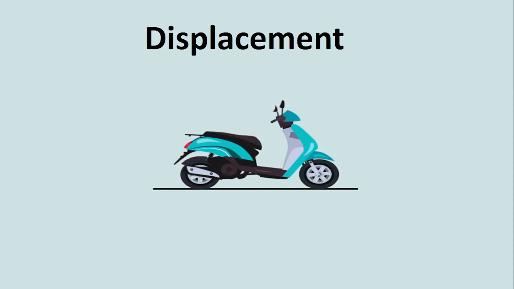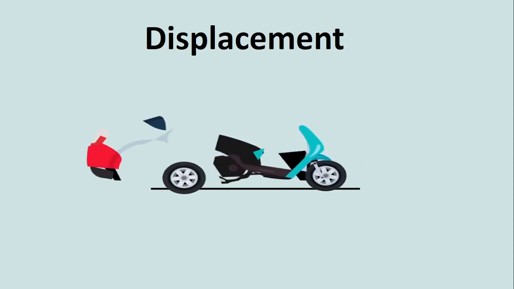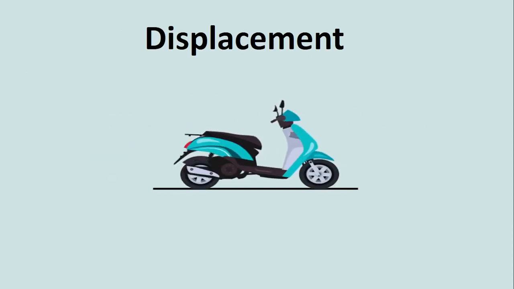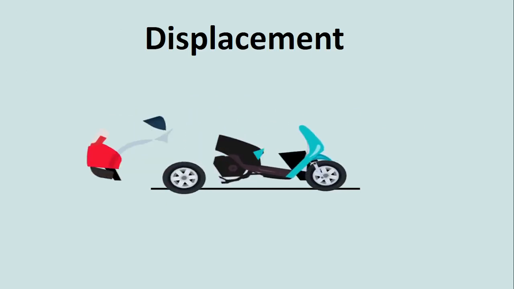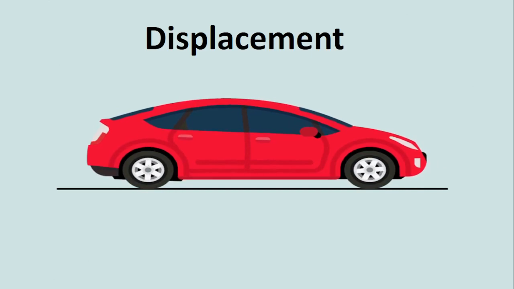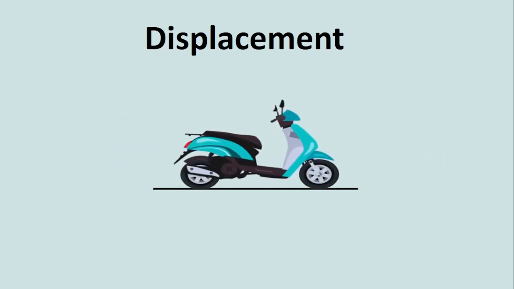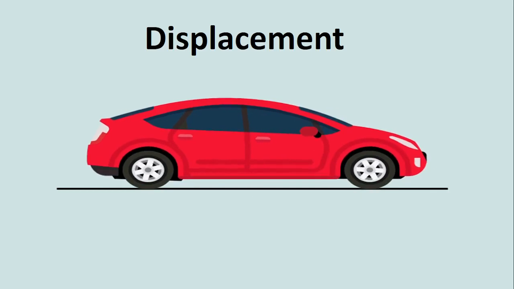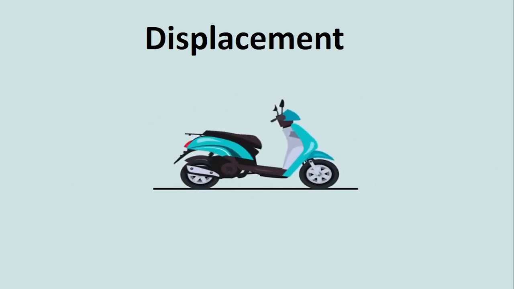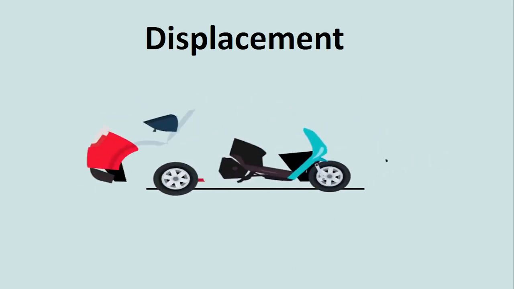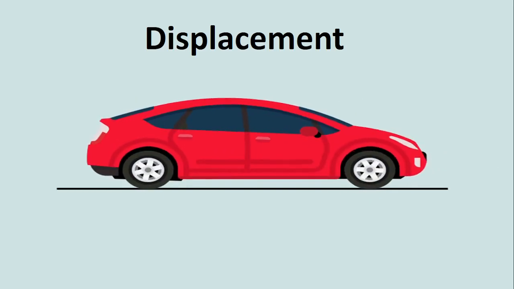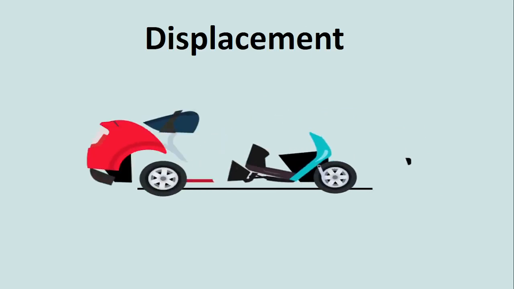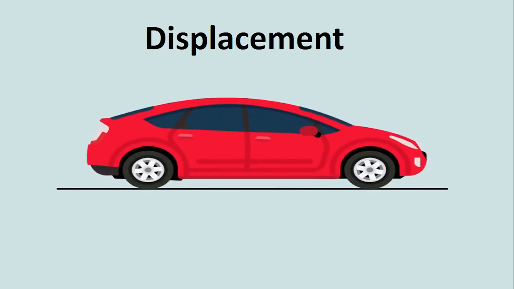So I mentioned that we have three quantities that normally determine the motion of an object. We have three quantities or concepts that help us to understand the movement of an object. The first one was displacement. The second one was acceleration, and the other one was velocity.